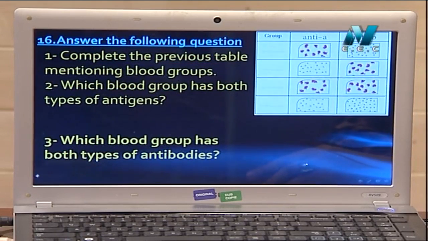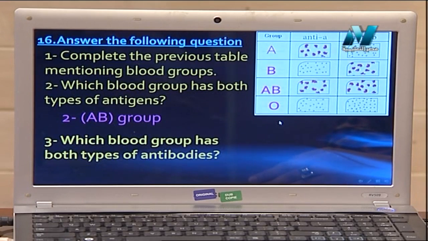The question here is about blood groups. Complete the previous table and mention the group. Which blood group? Anti-A and anti-B antibodies are used here. We see agglutination with anti-A. That means the blood group here will be A. In the second one, agglutination is with anti-B, so the blood group will be B. Here, agglutination with both anti-A and anti-B, so the blood group will be AB. When there is no agglutination, the blood group will be O.